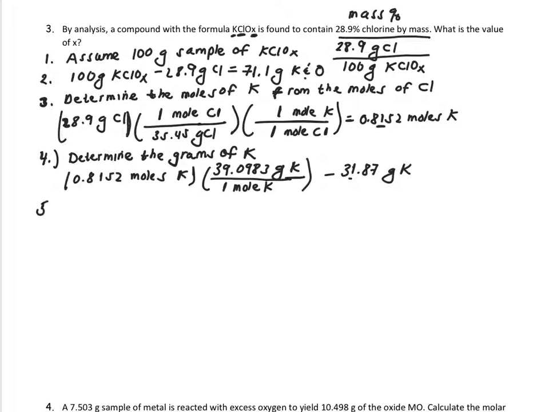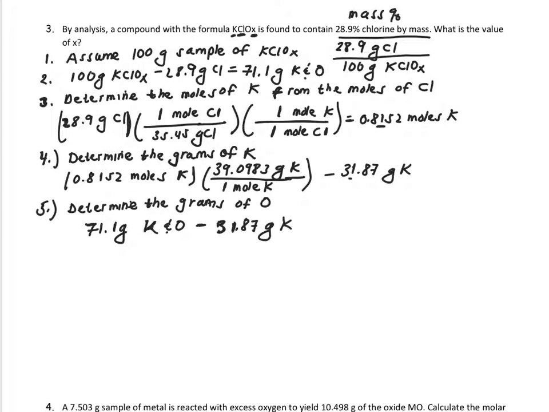Fifth step, we want to determine the grams of O. So if we have 71.1 grams of K and O, we can subtract the 31.87 grams of K to get 39.23 grams of O.